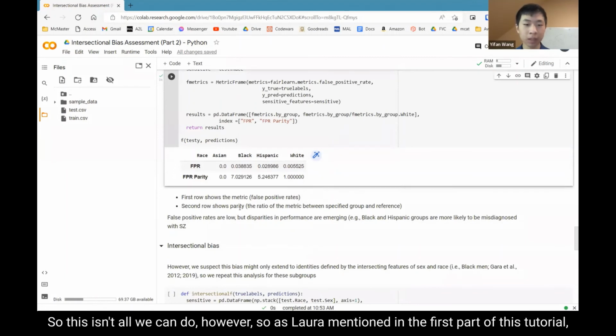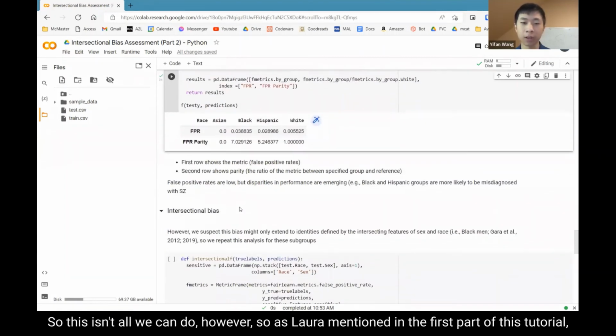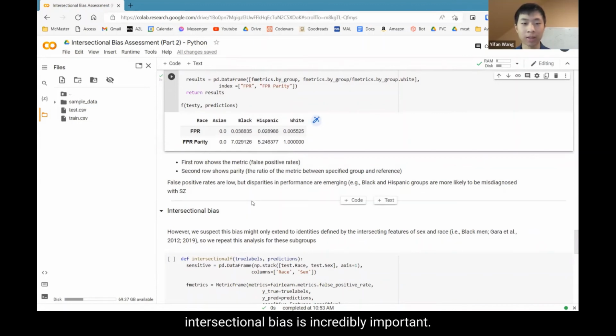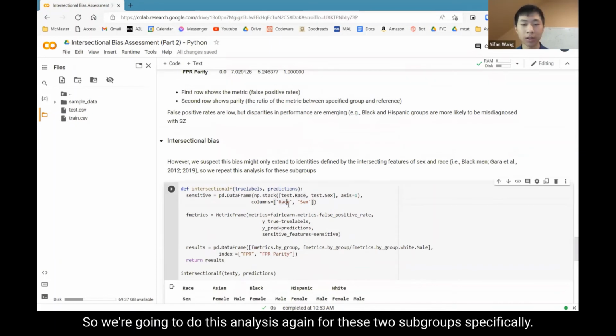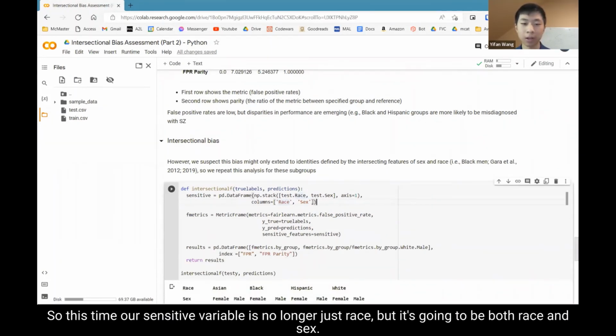So this isn't all we can do, however. As Laura mentioned in the first part of this tutorial, intersectional bias is incredibly important. And we suspect that this bias may extend to identities defined by the intersect of sex and race. So we're going to do this analysis again for these two subgroups specifically. So this time, our sensitive variable is no longer just race, but it's going to be both race and sex.